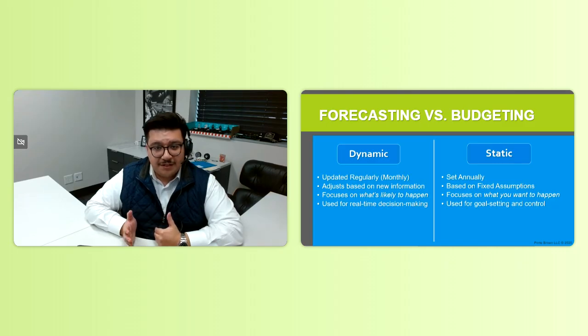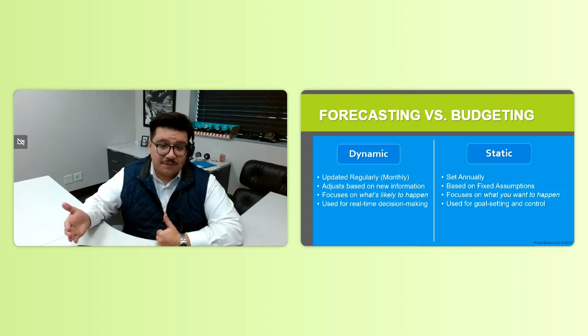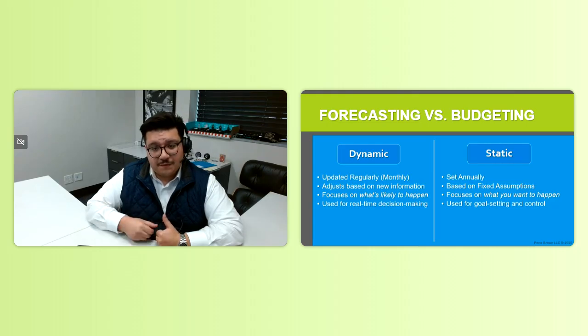On the other side of that is budgeting, which is very static. It's typically set annually before the year begins. It's based on fixed assumptions. So typically, in budgeting, they will look at revenue and say, we expect revenue to go up 5%. This is what we're going to have all our expenses at, and these are the different months that we're going to have it. So it's based on fixed assumptions, and you're focusing on what you want to happen.